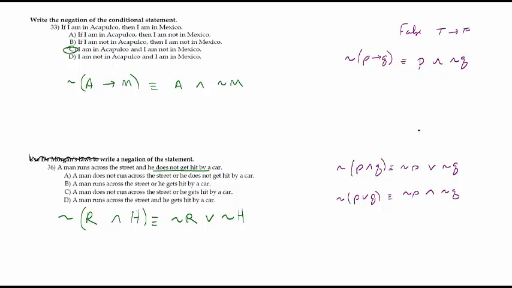So R was a man runs across the street. So not R is a man does not run across the street. And then not H, remember H was he's not hit by a car. So the negation of that is he does get hit by a car. So reading it out one more time now. A man does not run across the street, or he does get hit by a car. So this is going to be letter choice C.